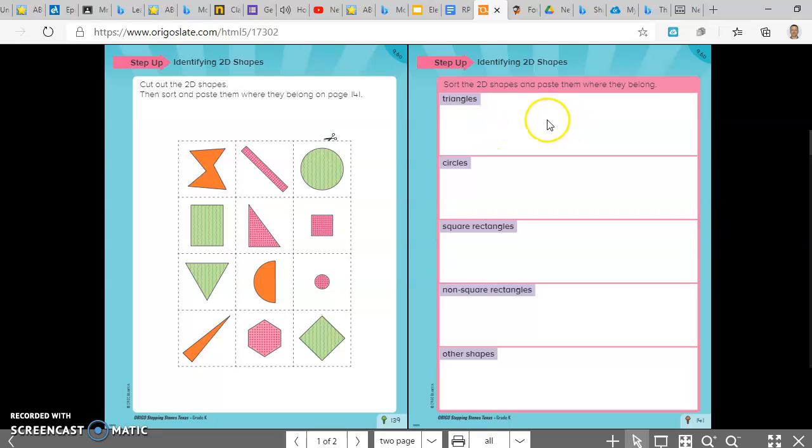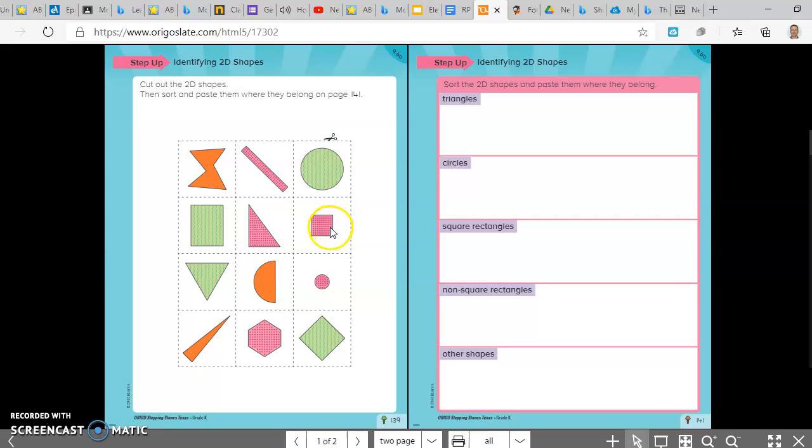And how many circles are there? I see a circle there, and there's a circle there. These go there. Now, here's the tricky part. This says square rectangles and non-square rectangles. Remember, the square rectangles have four straight sides, four corners, and all the sides are the same length. So you'll just see them as a normal square.